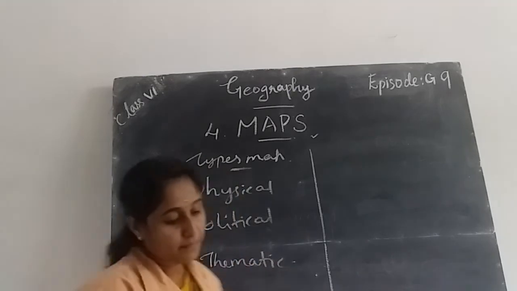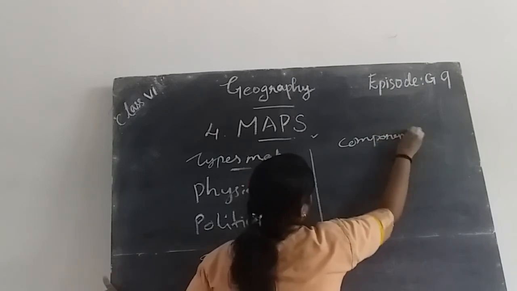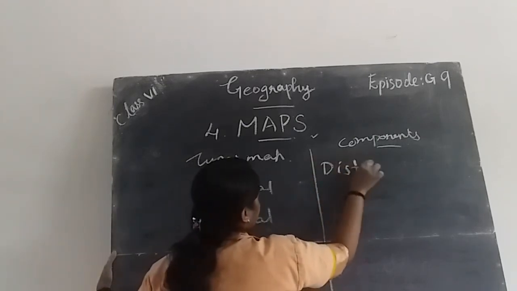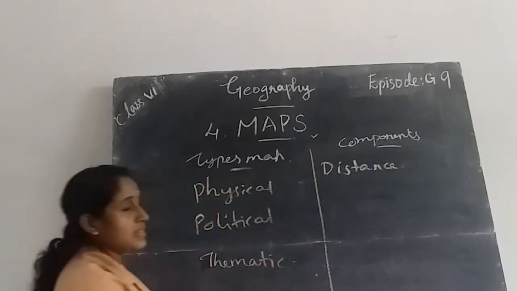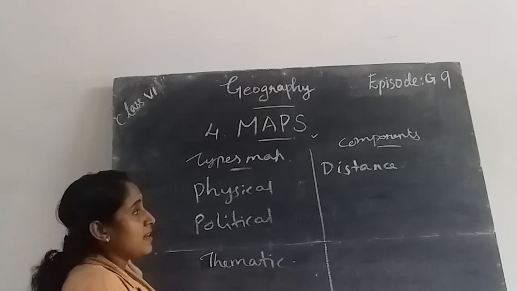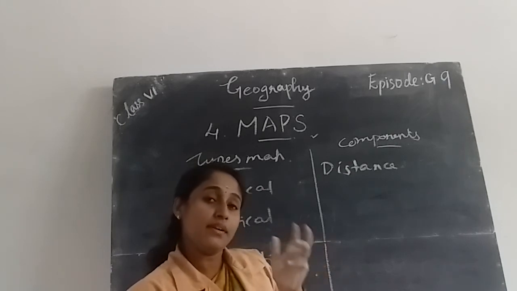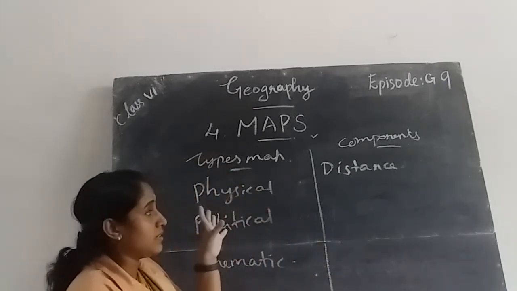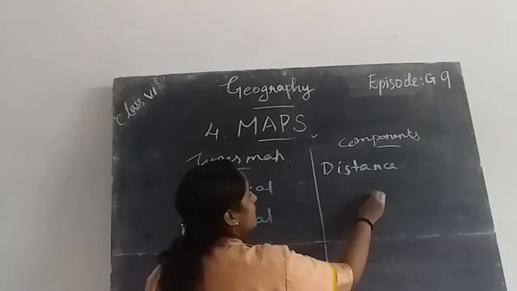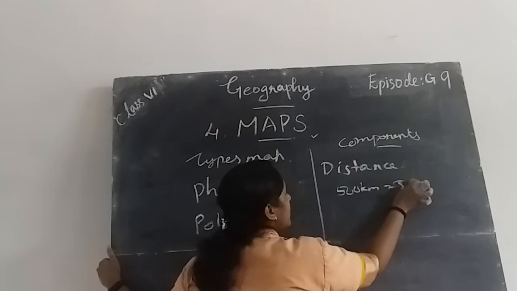Components of maps. Which are the three components of maps? First one is distance. We use distance in a small unit on a map. We use small scale maps and large scale maps. A small scale map includes a large area like continents and countries. For example, in a small scale map, when it is 500 kilometers, we will show 5 centimeters.